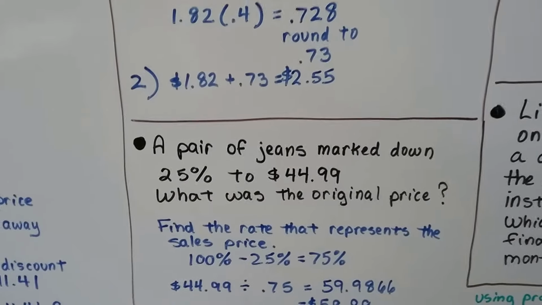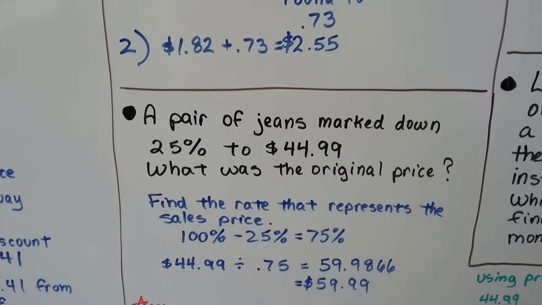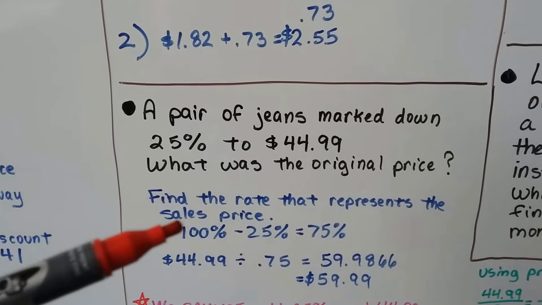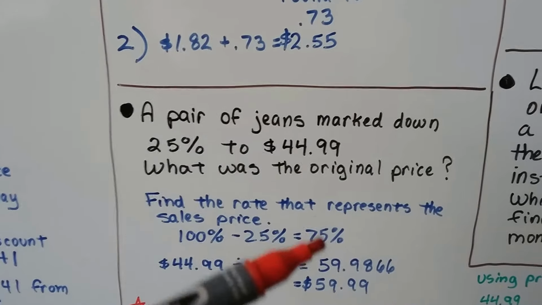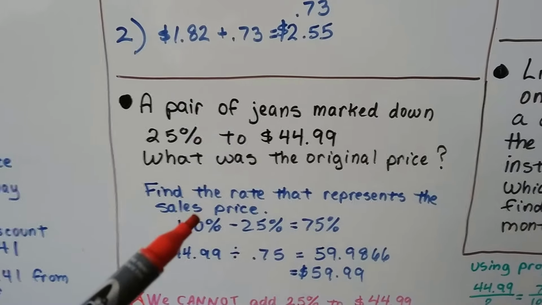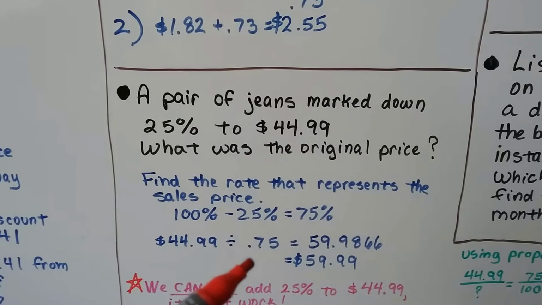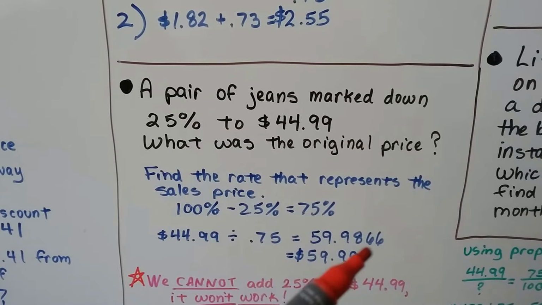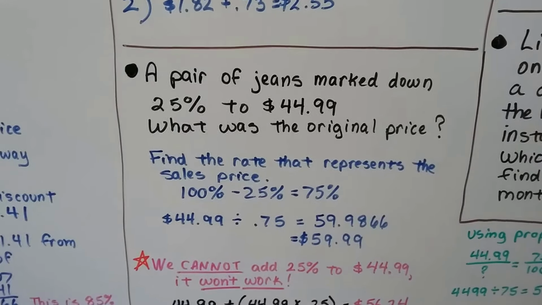Now this one's a little trickier. A pair of jeans marked down 25% to $44.99. What was the original price? We find the rate that represents the sale price. So 100% was the original price, right? It's got a 25% discount. That means it's 75%. That means that $44.99 represents 75% of the original price. We can divide the $44.99 by 0.75 as a decimal, and it'll give us 59.9866, which, because it's money and there are only 2 digits after the decimal point, would round to $59.99.